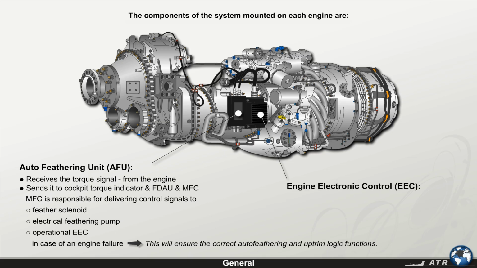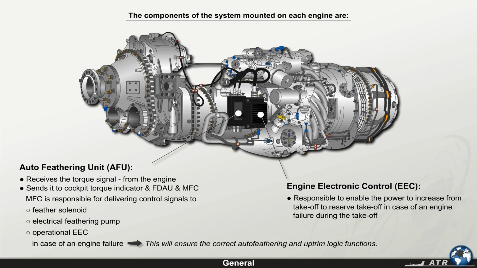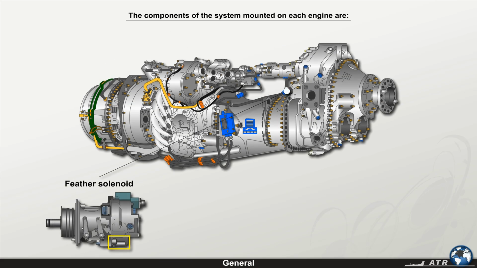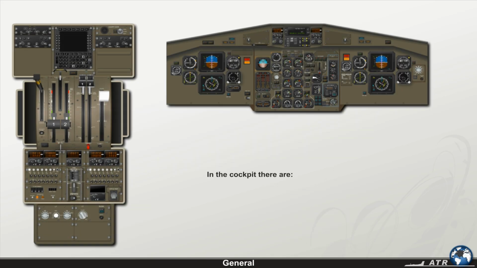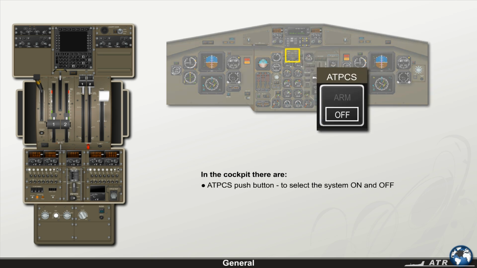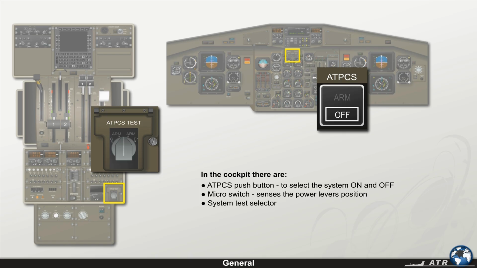The engine electronic control, which is responsible for enabling the power to increase from takeoff to reserve takeoff in case of an engine failure during the takeoff. The feather solenoid mounted on the propeller valve module, PVM, and electrical feathering pump located on the propeller gearbox. In the cockpit, there are the ATPCS push button to enable the flight crew to select the system on and off, a micro switch that senses the power lever's position, and a system test selector located on the center pedestal.